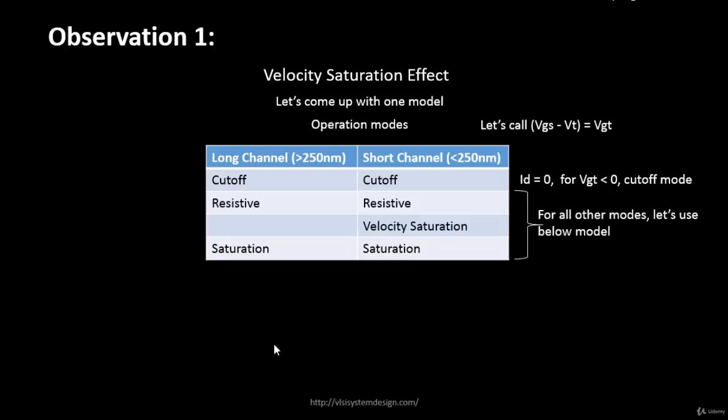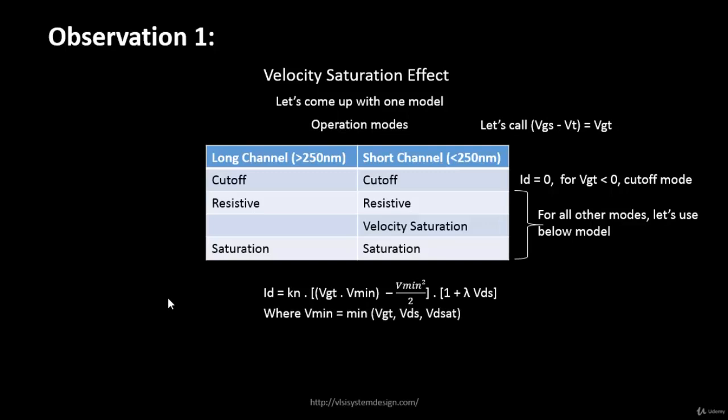And for all other modes, we'll use a different model over here. So we'll use something like this. This model is called ID equal to Kn VGT times Vmin, minus Vmin squared by 2, times 1 plus lambda VDS, because this is the one we would be needing for saturation operation. Okay, so let's stay with this particular model, and we will identify what Vmin is. Vmin will be the value which is the minimum of VGT, VDS, and VDSat.